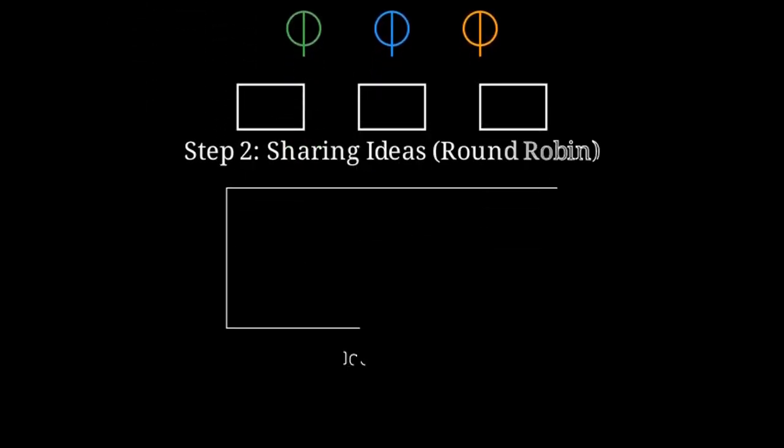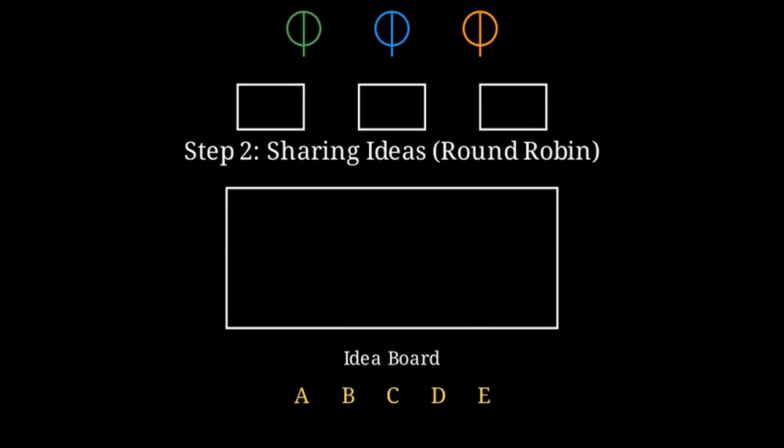Step 2 is sharing ideas in a round robin. The leader goes person by person and writes each idea on a board. No judging yet, just collecting ideas.